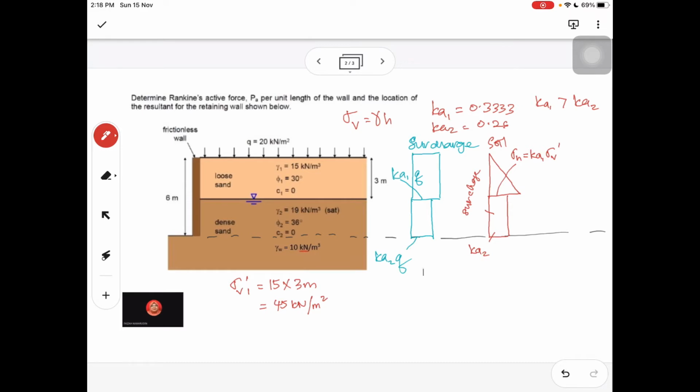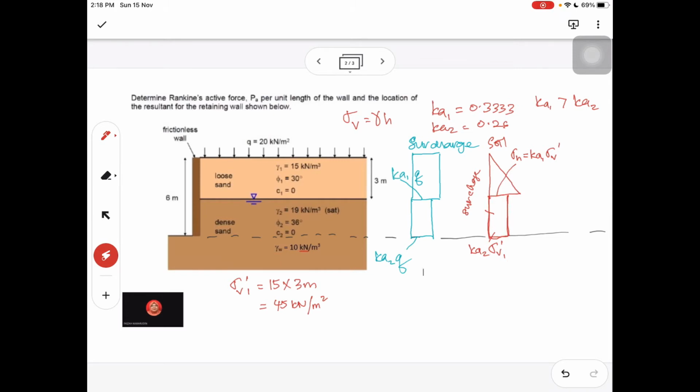Why Ka2? Because this rectangular is for soil layer 2. So Ka2, but sigma V1, the same value sigma V1 for this triangle. So for this triangle we have sigma V, and this sigma V is the same as what you have to use here for this rectangular.